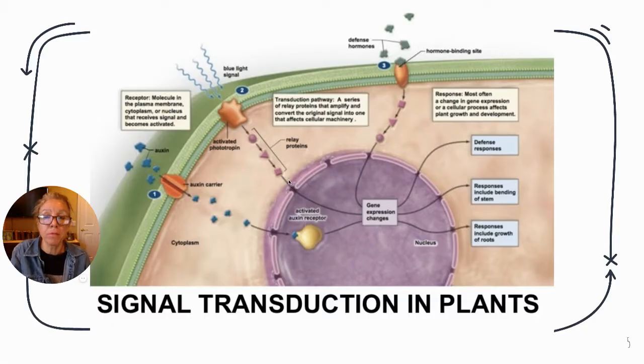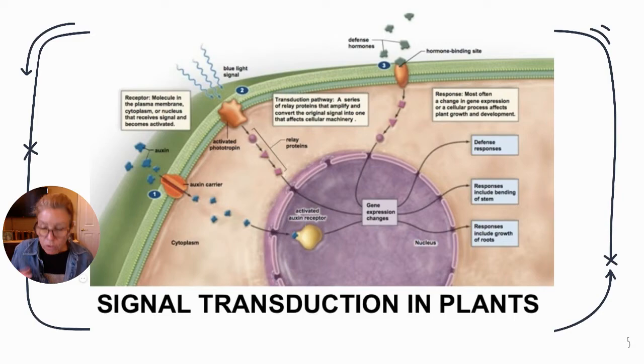And here you can see some relay proteins here and also here. So a series of relay proteins that amplify and convert the original signal into one that affects the cellular machinery. Now, most often that cellular machinery is going to involve gene expression, what genes are turned on. And when you turn on those genes, you could be giving a defense response, you could be bending a stem, you could be growing a root. Okay, these are all the different types of responses. So on your notes, a cellular response is most often a change in gene expression, or a cellular process that affects plant growth and development. So it's an activated metabolic pathway of some sort.